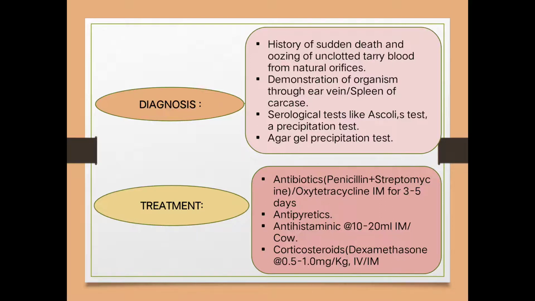And when it comes to the treatment aspect, it will be referred to the authorized veterinarian. Penicillin combined with streptomycin, available as Dextrosine, can be the drug of choice for the treatment of anthrax disease. So this is about anthrax. In the next upcoming videos we will be covering other bacterial diseases.